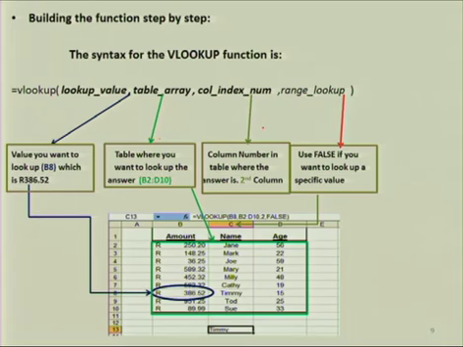The column number is in which column you are going to find the information. And the lookup range is either a false or a true. Now, let me explain to you the difference between false or true. If you use false, you are going to look up a specific value.